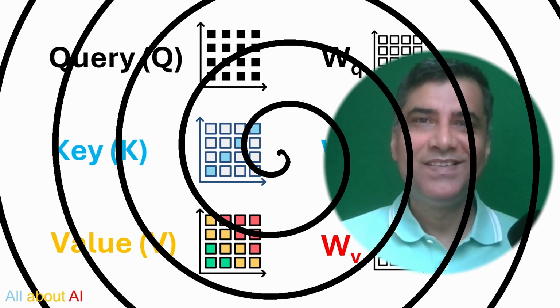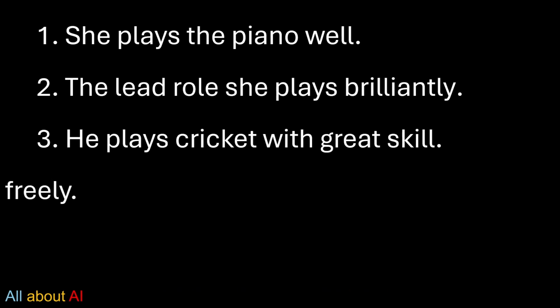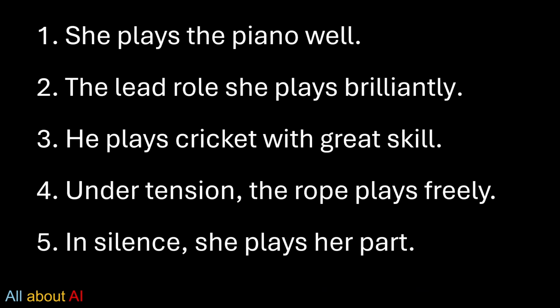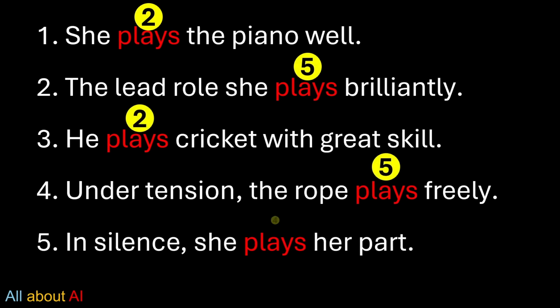So let's get started. Here we have 5 different sentences. She plays the piano well. The lead role she plays brilliantly. He plays cricket with great skill. Under tension, the rope plays freely. In silence, she plays her part. If you notice, all these sentences have "plays" as one common word. Their positions are different, but most interestingly, all of them have a different meaning in each of these sentences.